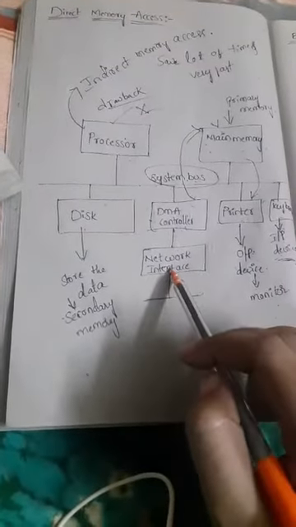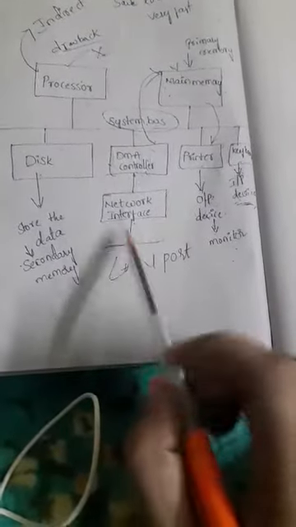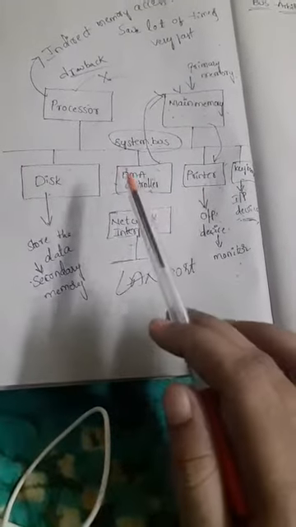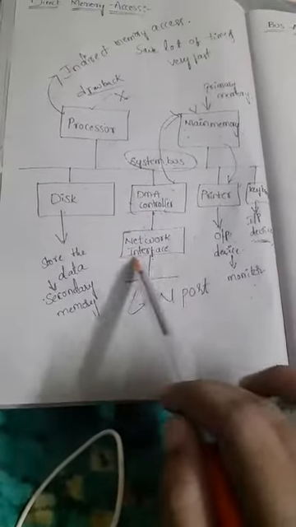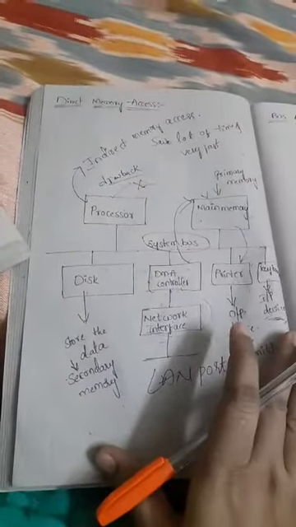One more thing we have here is the network interface. Network interfacing is, suppose you want to connect a network to our computer with the help of a LAN port, then you can connect it with the help of this network interfacing. It is only for connecting the network. So this is the complete explanation about direct memory access.